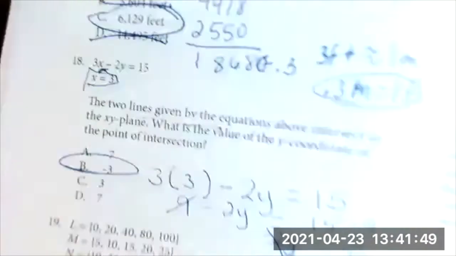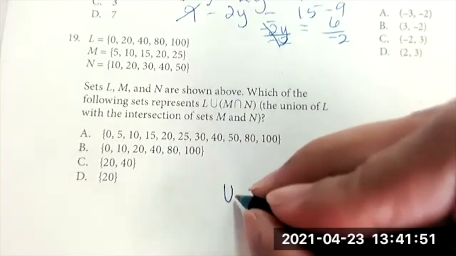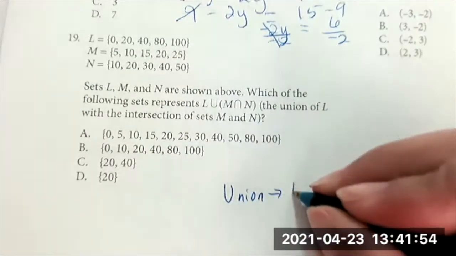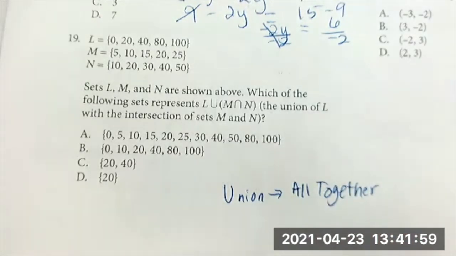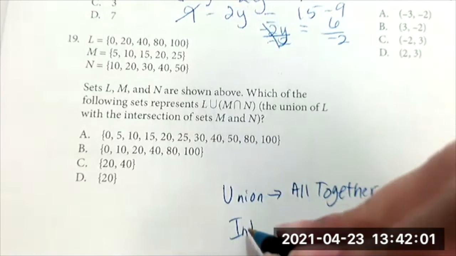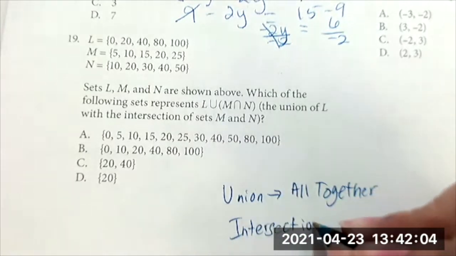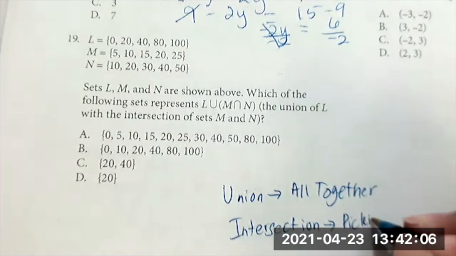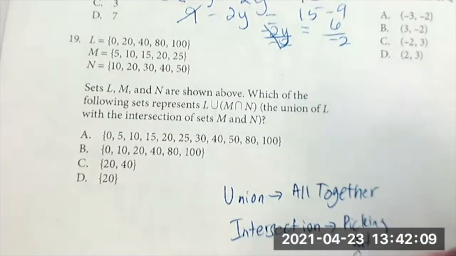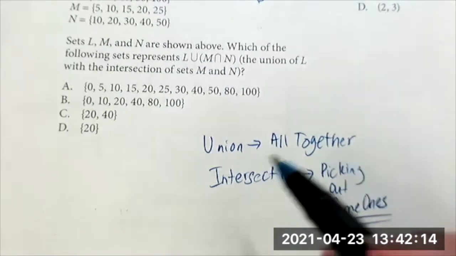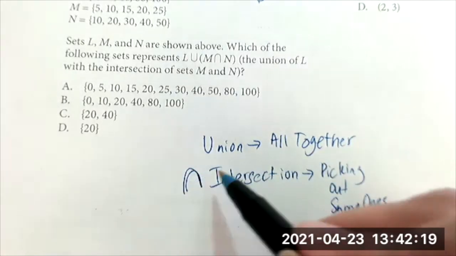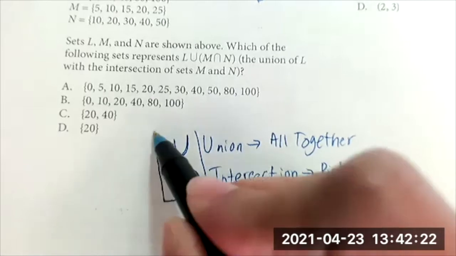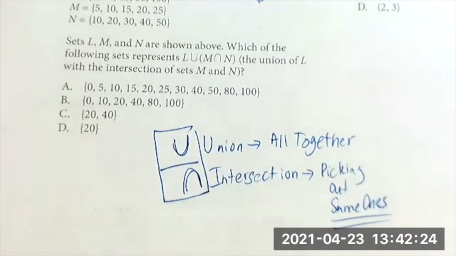All right, number 19. Things that you need to remember. Union is all together. This is how I remember it. Union, you're putting everything together. Intersection, you're picking out the same ones because that's where they intersect. So again, union is all together and intersection is picking out the same ones.